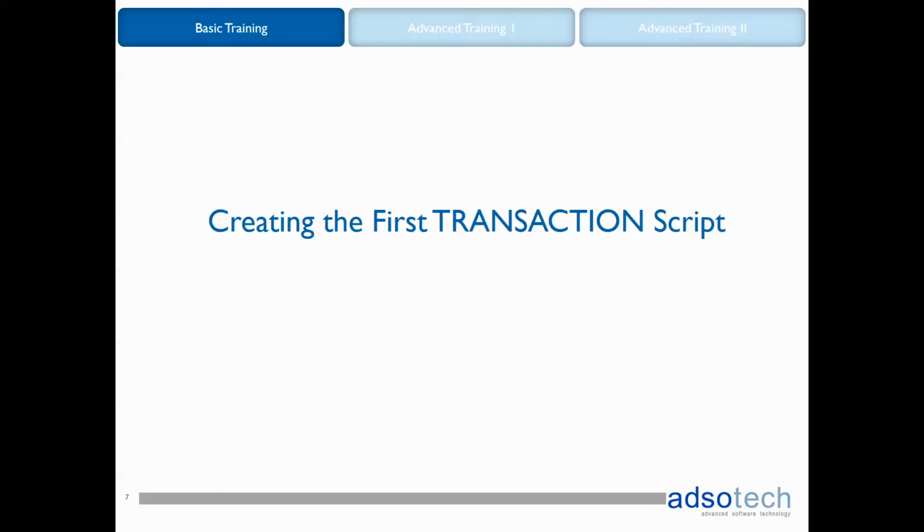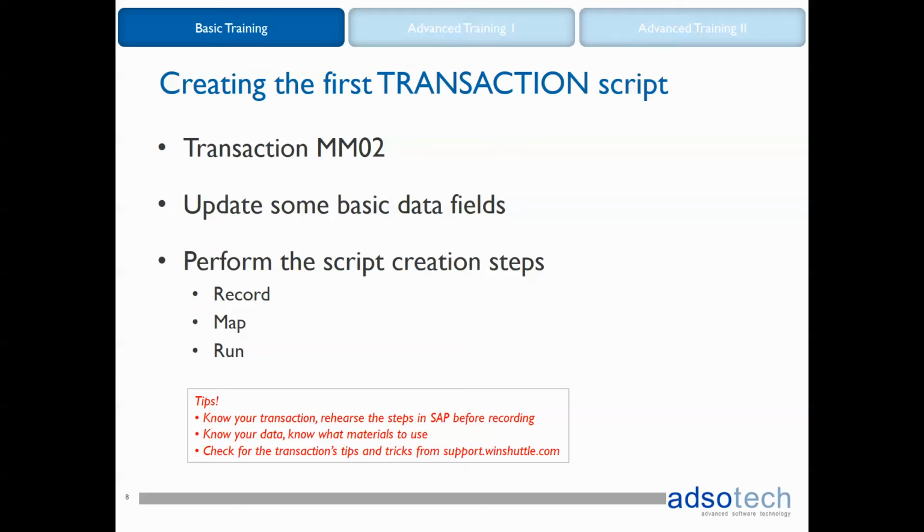All right, then how to create your first transaction script. Our example is a very simple recording of T-code MM02 in SAP. We're just going to update some very basic data fields and simply go through all of the script creation steps that we have in Winshuttle Transactions, so recording, mapping, and running.